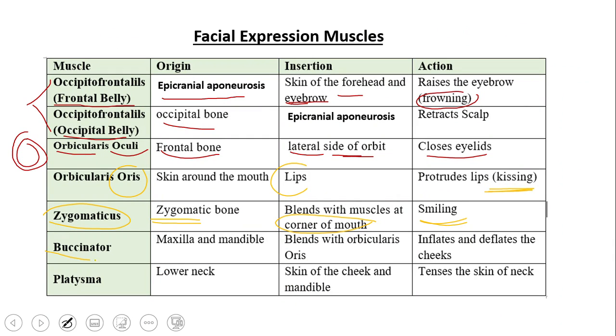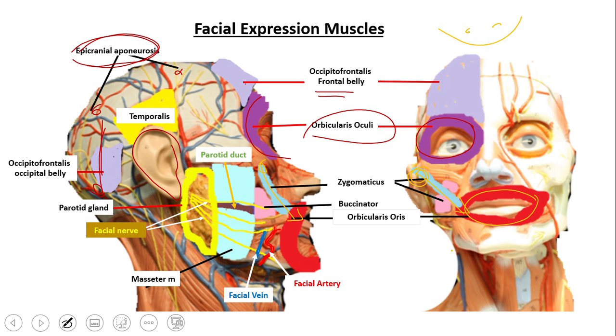The buccinator muscle is a cheek muscle. It comes from the maxilla and the mandible, and distally it blends with the orbicularis oris muscle. The buccinator is the muscle that inflates and deflates the cheeks. So blowing a balloon, for example. So the buccinator is a muscle responsible for blowing a balloon, inflating the cheeks. So this muscle in pink, kind of deeper to the zygomaticus, is the buccinator muscle.